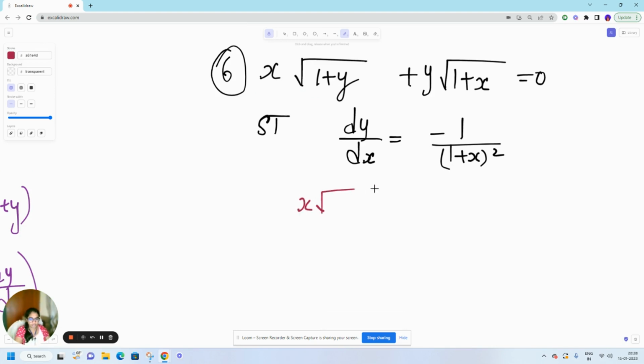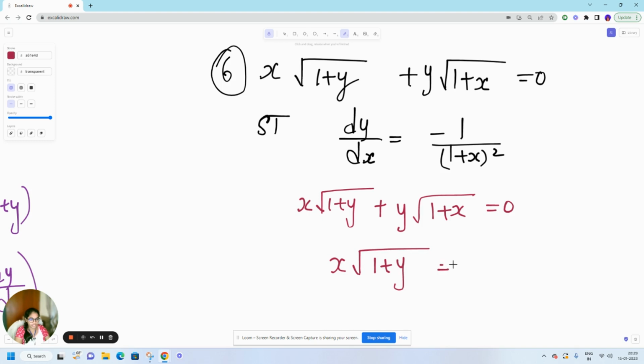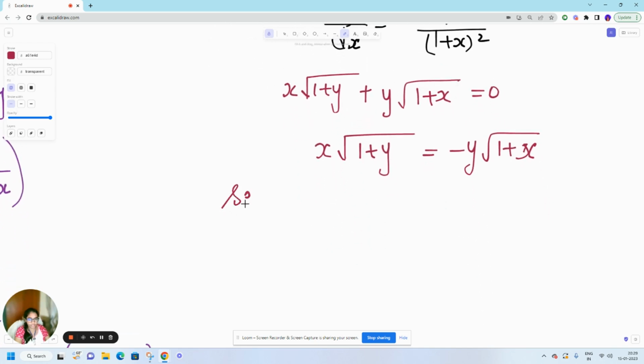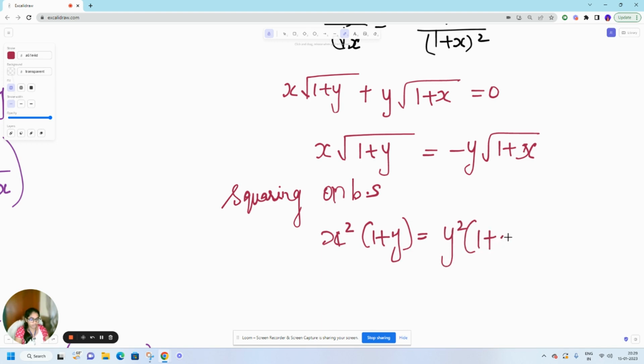So we have x square root of 1 plus y plus y square root of 1 plus x is equal to 0. Let me send the second term to the RHS. That is x square root of 1 plus y is equal to minus y square root of 1 plus x. Now I'll do squaring on both the sides. I would get x square into 1 plus y is equal to y square into 1 plus x.